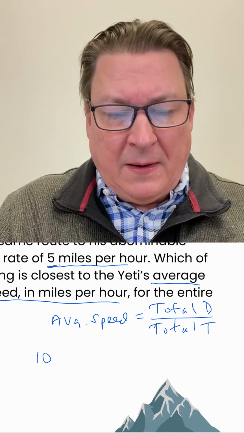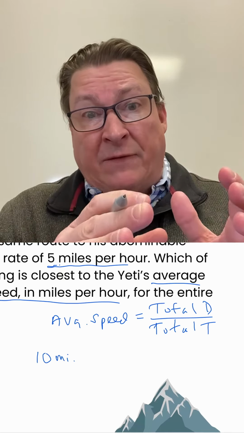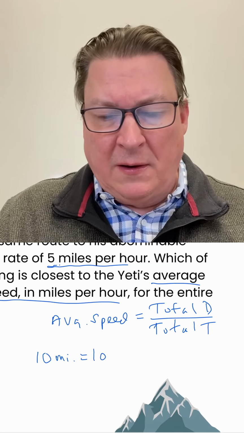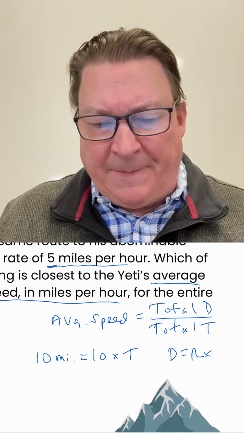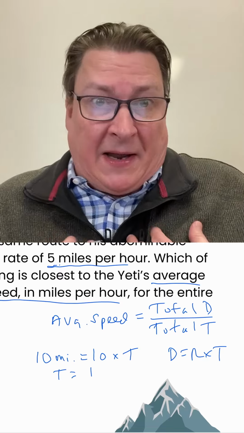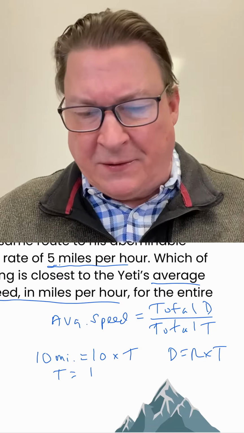And the reason I'm going to pick a number of 10 miles for the trip is that it's evenly divisible by both 10 and 5, right? So when I say that his rate is 10 miles an hour times time, because that's the formula for distance, right? Distance equals rate times time. Well, in that case, then my time would be 1 hour. Well, not my time, the Yeti's time. It would take me much longer trying to run 10 miles in the snow.